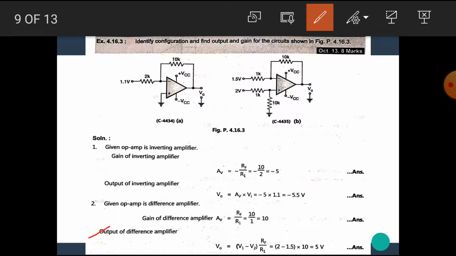Now let's see the output of difference amplifier. That means V out is equal to V1 minus V2 into Rf upon R1. Here V1 is 2 and V2 is 1.5. Hence we get 0.5 into 10, that is 5 volt.